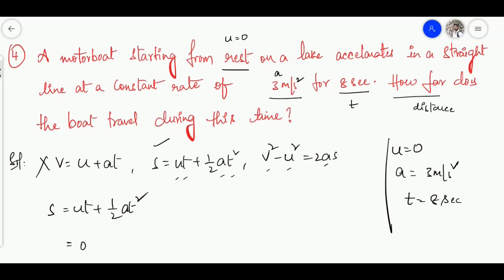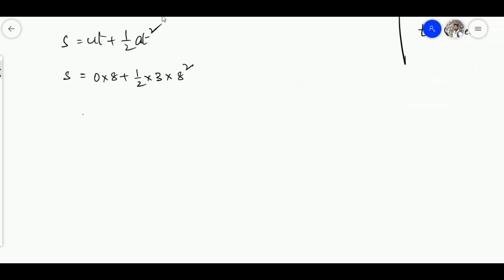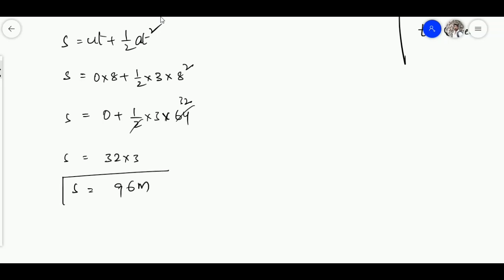The initial velocity is 0, so 0 into 8 plus half into 3 into 8 square. Here s is not the speed, s is the distance in the equations. So 0 plus half into 3 into 64. Two 32s, so you will be left with 32 into 3. That gives you 96. So the distance traveled by the boat is 96 meters.